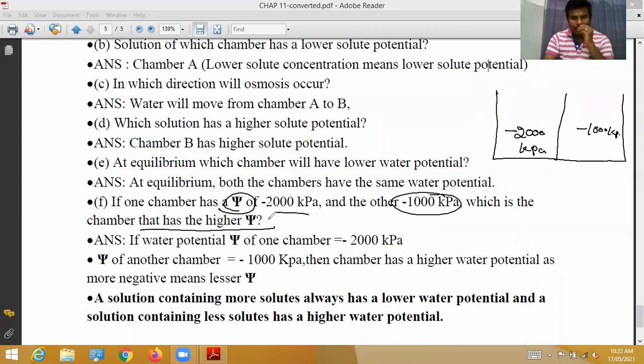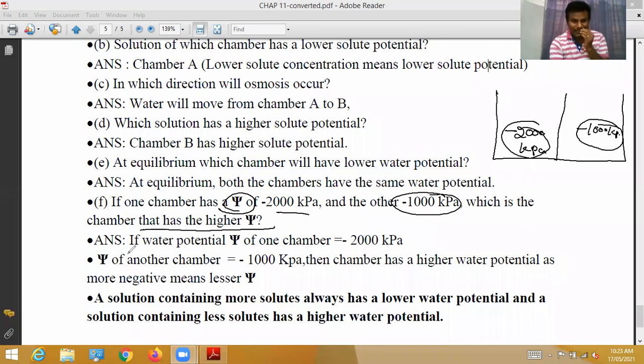Hello, students. Can you say the answer? Which chamber? Can you say the answer, students? One chamber's water potential is minus 2000, another chamber's is minus 1000. Yes, the answer is there, no?